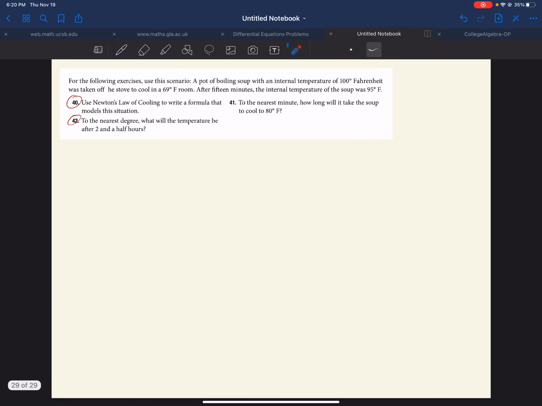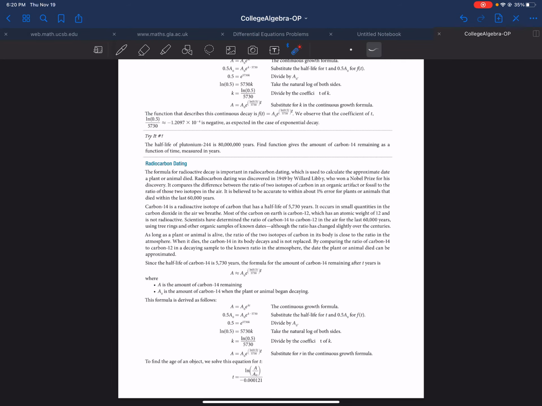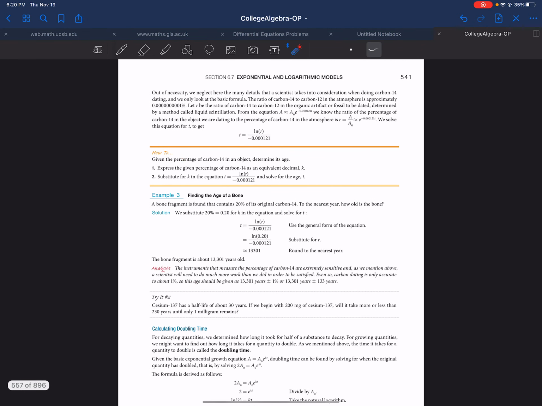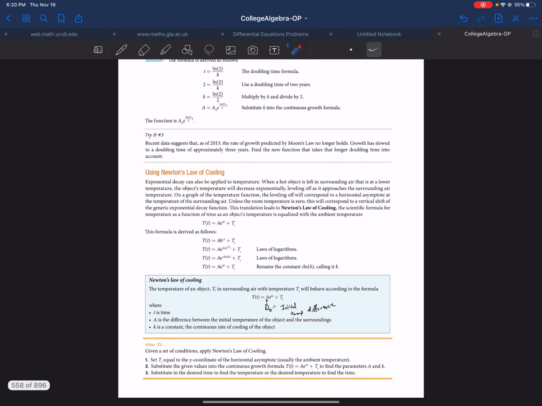And the final problem uses Newton's law of cooling. And when we hit Newton's law of cooling, I'm going to come back here and remind us of that right there. So I'll make the next video, upload it later, and get it to you guys as soon as possible.